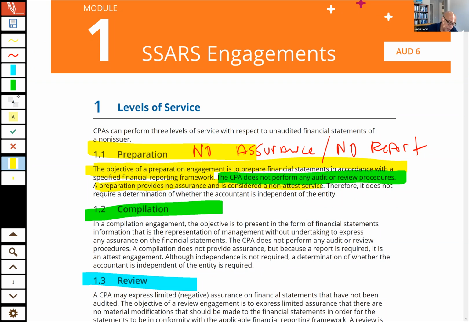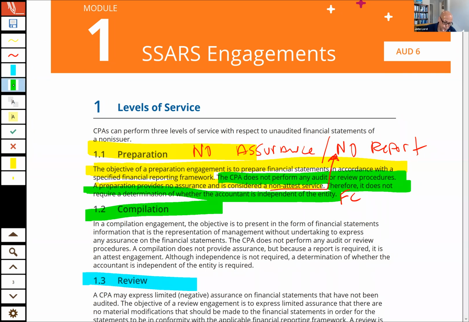And what that means, if it's a non-attest engagement, it does not require determination of whether the accountant is independent. We don't have to be independent. We don't even need to do any sort of investigation to see if we are independent. Now, the reason it is considered a non-attest engagement is because there's no report. No report, it's considered a non-attest engagement. You don't even have to determine if you are independent. You don't have to do anything to check for your independence.